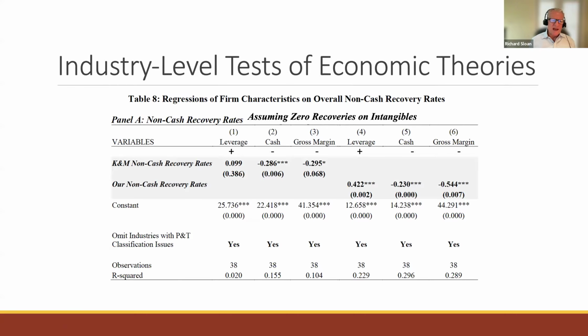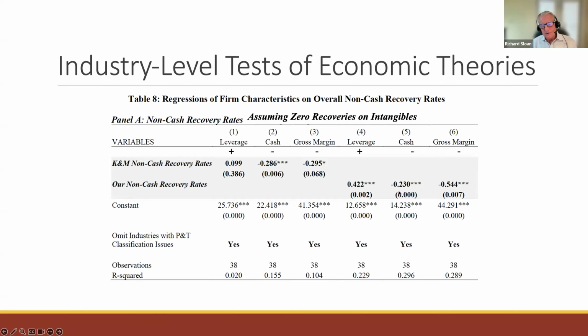Okay, so this is what we get when we assume zero recoveries on intangibles. For leverage, you have a positive predicted coefficient, for cash negative, and for gross margin negative. And there's some mixed support here. For leverage, it's not supported: the sign's right, but it's not significant. For cash, it is strongly supportive. And for gross margin, it's marginally significant. So there's some support for these basic theories, but the R-squareds are pretty low and the results are mixed: insignificant, significant, and marginally significant.